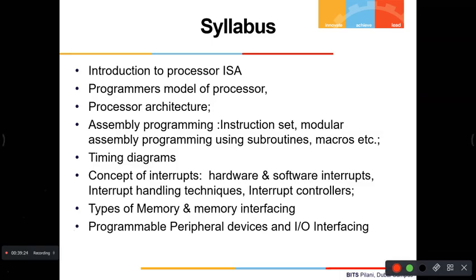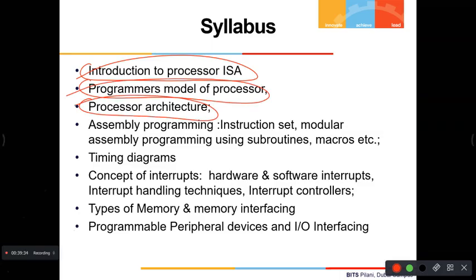What we're going to see is instruction set architecture, and we're going to see the programmer's model. We're going to see a little of the processor architecture. A very important thing is assembly programming. How do you program this microprocessor? Then we see a little about timing diagrams, and then how you interface memory to the microprocessor. I told you that microprocessor and memory are like friends, neither can live without the other. A microprocessor means there is always a memory over there.